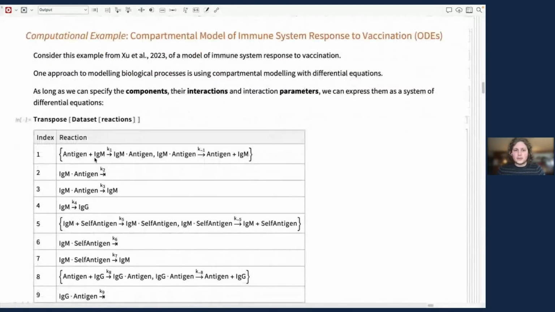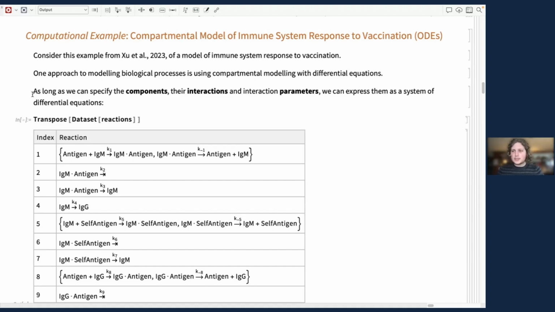So this is an example from a preprint by Zhu and colleagues from 2023. The preprint is a mathematical model simulating the adaptive immune response in various vaccines and vaccination strategies. And the reason I'm demonstrating this model is because it's a very convenient way of showing what kind of information is needed to model a complex system.